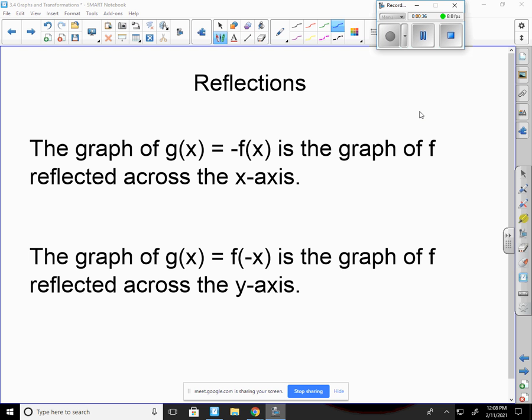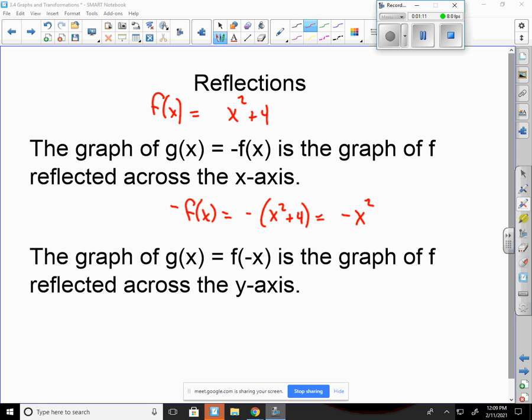the parentheses. So that means that if I have a function like, say, f of x equals x squared plus 4, then if I'm doing a reflection across the x-axis, or negative f of x, that means that I do negative times all of it. So that's going to be a negative x squared, and then distribute the negative to the 4 as well. So minus 4.